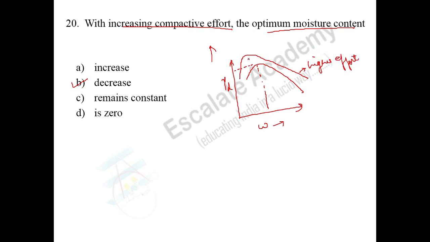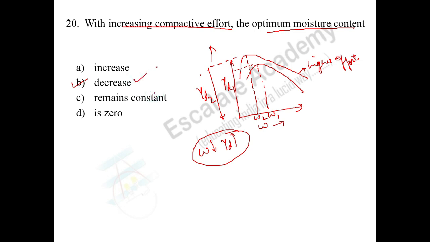If higher effort is applied, then you can see that the water content, which was previously W1, has now reduced to W2, and the dry density, which was gamma D1, has now increased to gamma D2. So we can see that the moisture content of soil is decreasing and dry density is increasing. So the optimum moisture content will decrease. Okay. So next, move on to the next slide.